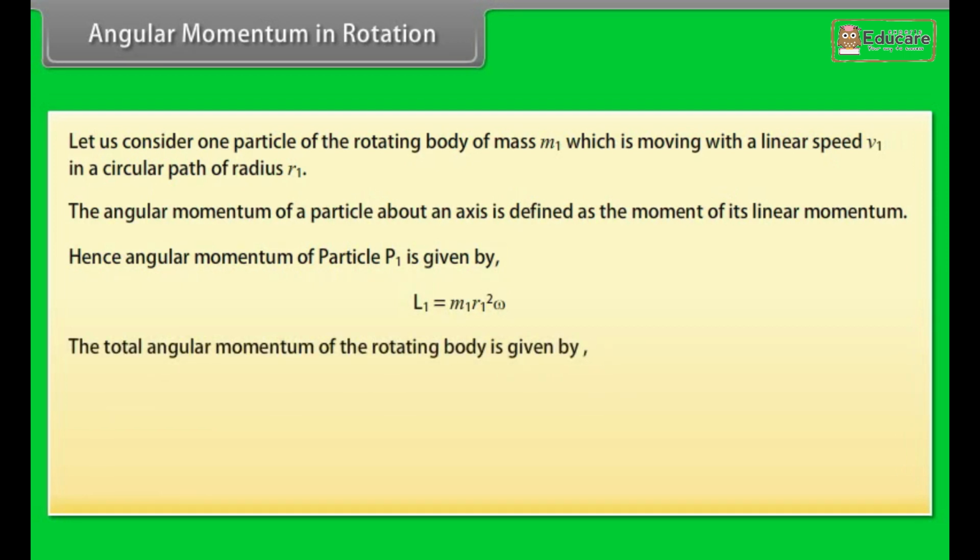The total angular momentum of the rotating body is given by L is equal to L1 plus L2 and so on till Ln. By putting the values into the above equation, we get L is equal to m1 r1 square omega plus m2 r2 square omega and so on till mn rn square omega. Thus, we get the result L is equal to I omega.